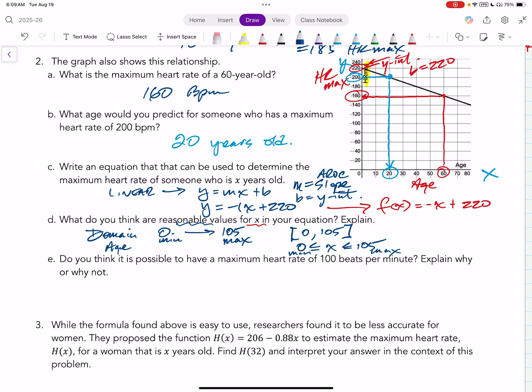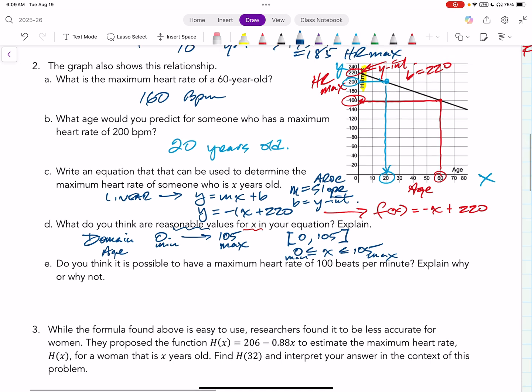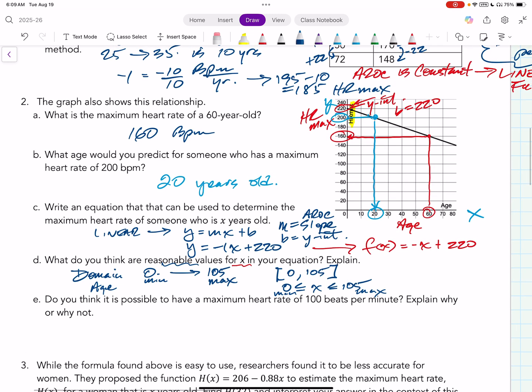And then it says, this is part E now, do you think it is possible to have a maximum heart rate of 100 beats per minute? What would that be? So take a look at the graph here. So this is a y value. So you want to figure out, what would the age be for a maximum heart rate of 100? So go to the graph. Let's do that. Find 100. This is the y value now.